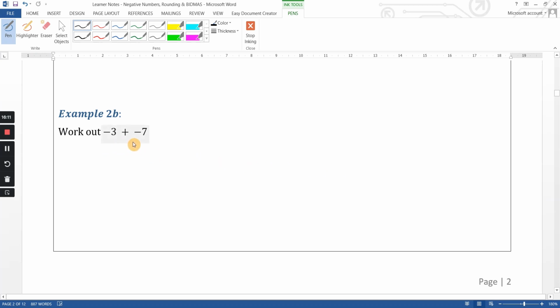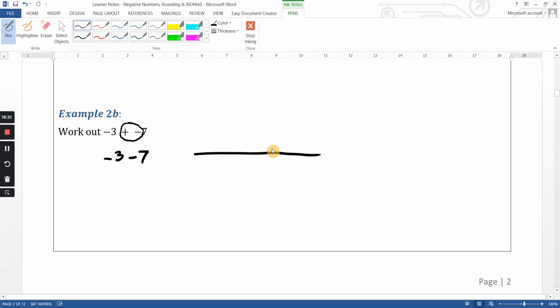-3 plus -7. So again, these ones here in the middle, let's update that. That's going to be positive with the negative, gives me a negative in the middle. So I've got -3 -7. Again, let's use the number line.